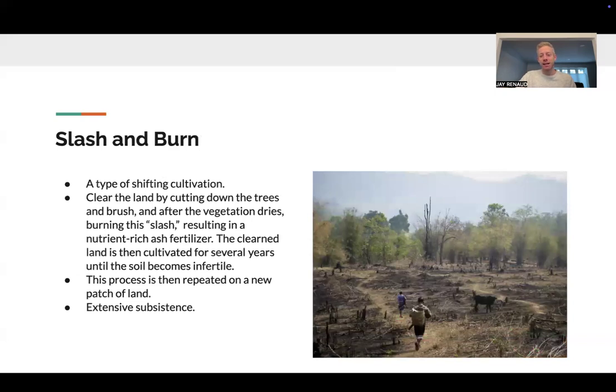Slash and burn is a type of shifting cultivation. Slash the shrubbery, slash the bushes, slash the trees, slash the rainforest, and then burn it down. This will provide nutrients to the soil, but it only lasts for about a year, 2 years, 3 years, and then the process needs to start over again. There are some major drawbacks to this. One such example would be deforestation.